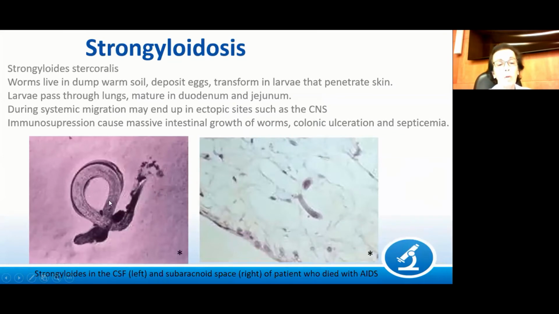Strongyloidiasis is just one example I saw, just one. This was also in the 90s. The patient had strongyloidiasis, which is an intestinal infection, but he was immunosuppressed. So there was massive intestinal growth of worms, and they spread to the circulation, and the patient had symptoms of meningitis. The CSF examination showed the worm, but the patient died, and I managed to find just one here in the subarachnoid space. So this is arachnoid, and here is the worm.